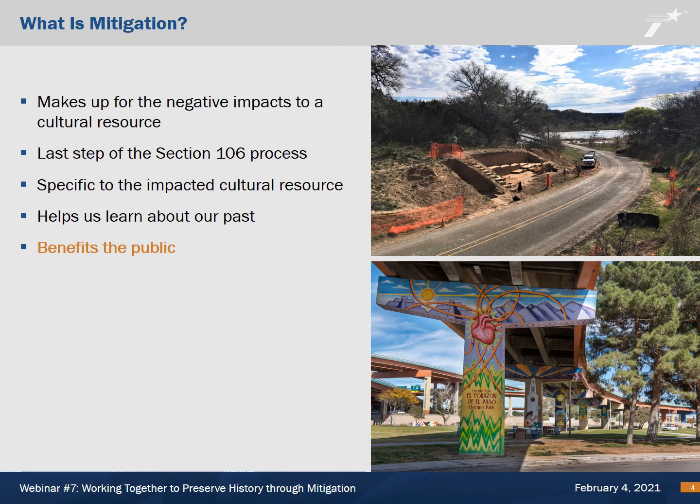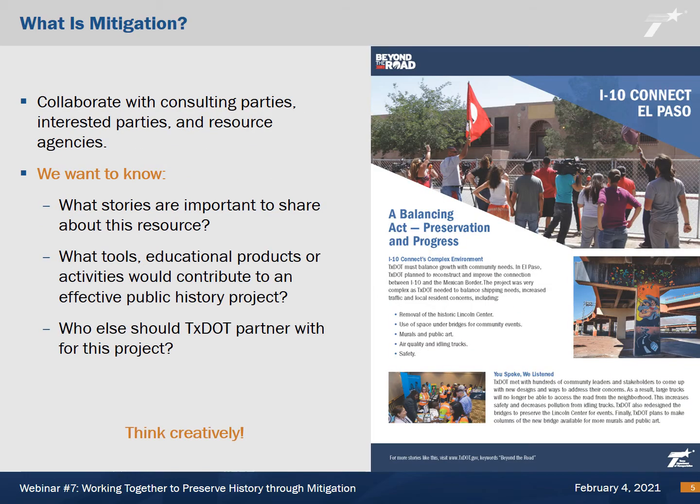Every project and historic resource is unique, so mitigation strategies will differ for each project. However, it will always relate to the impacted cultural resource. We might dig up, study, and display archaeological artifacts, photograph and research historic bridges or buildings, or develop interactive web pages or videos, all to benefit the public. Mitigation can be a creative and collaborative process.